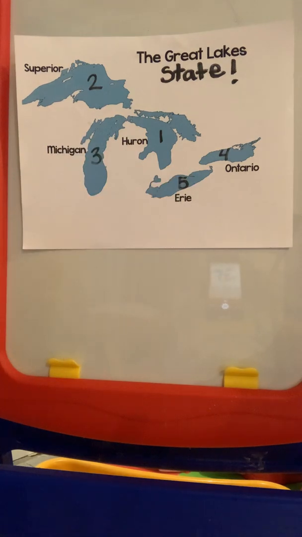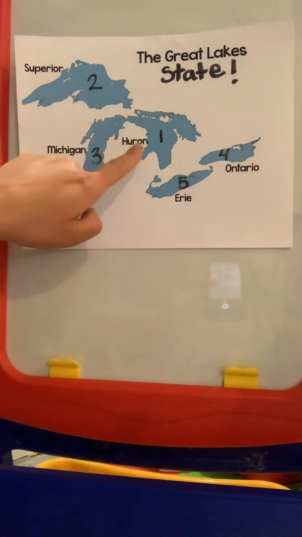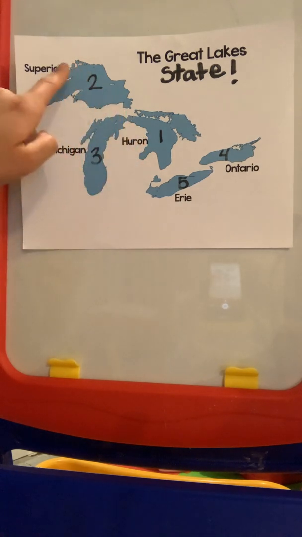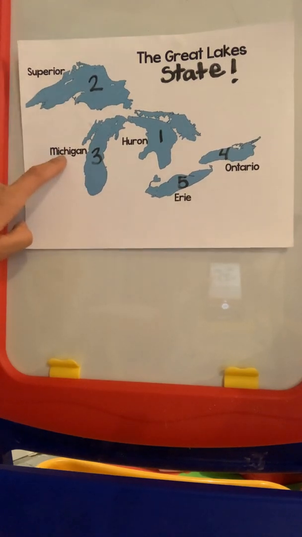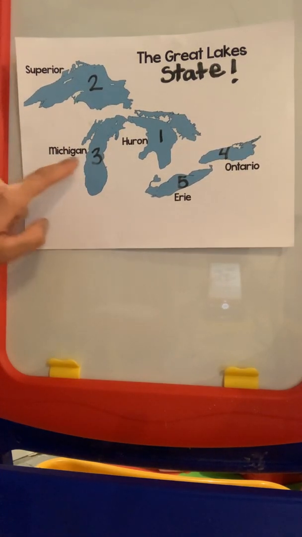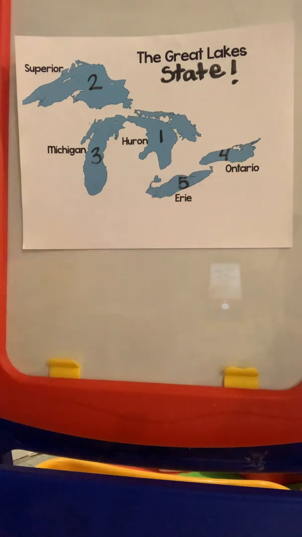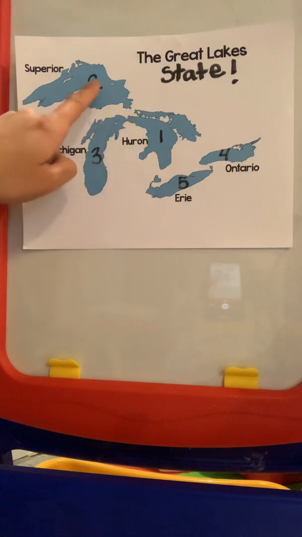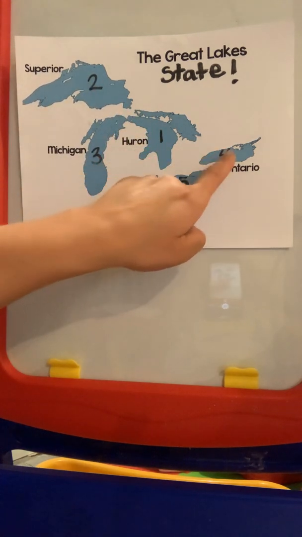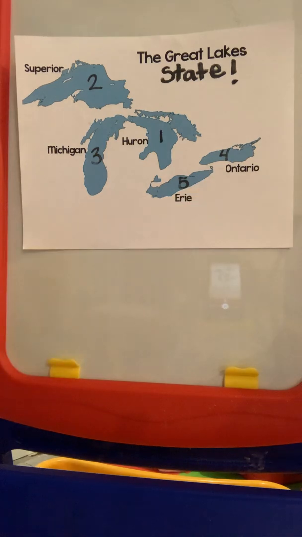So Michigan is also called the Great Lakes State because it borders 4 of the Great Lakes, 4 out of the 5. So let's say them together. Lake Huron, Lake Superior, Lake Michigan, Lake Ontario, and Lake Erie. And let's count them. 1, 2, 3, 4, 5.